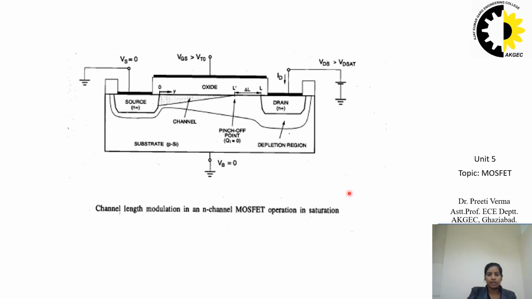This figure is defining the channel length modulation effect. What I told you is that when we apply a drain to source voltage that is greater than the saturation voltage, there is a modification in the channel length. The channel length is reduced by this value delta L. Now the new channel length will be L minus delta L, and this is called the channel length modulation in any n-channel MOSFET that is operating in the saturation region.